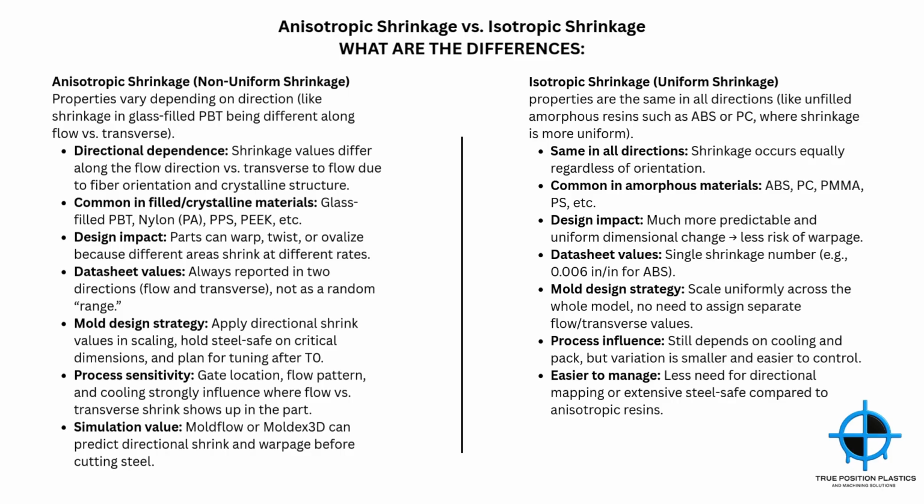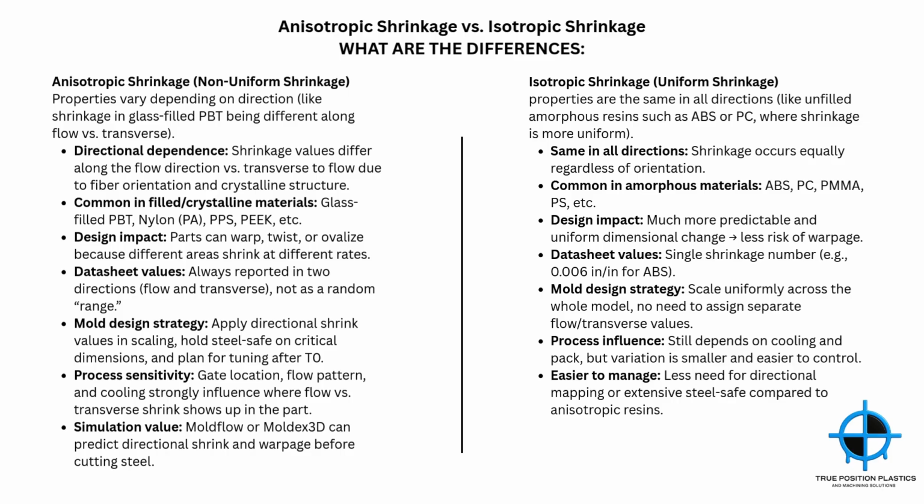What's the fundamental difference between uniform and anisotropic shrinkage in injection molding? And why does this distinction matter so much? Well, most people might picture a part just getting uniformly smaller as it cools, shrinking equally in all directions. That's what we call uniform or isotropic shrinkage. You typically see this in many unfilled amorphous materials. They shrink, sure, but it's a relatively small amount and pretty much uniformly everywhere. It's predictable.